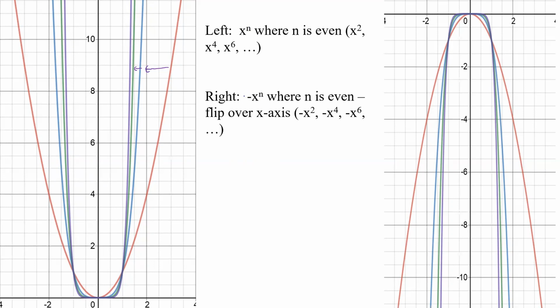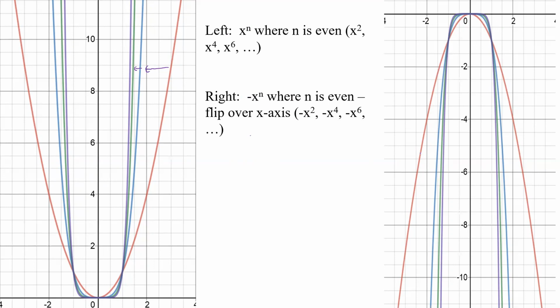Now, what if we have, instead of an x to the n, a negative x to the n? Well, what does that negative out in front of a function mean? That means we're going to flip it over the x-axis. And so what we've done is we've taken all of these and flipped them over that x-axis. So now they're all going down. And so now we have a negative x squared. Well, that's going to be, again, our red one.